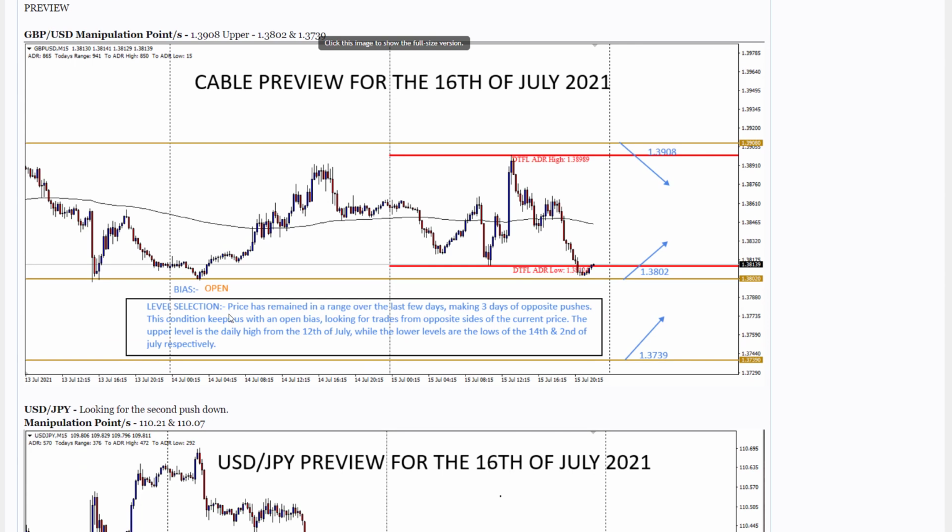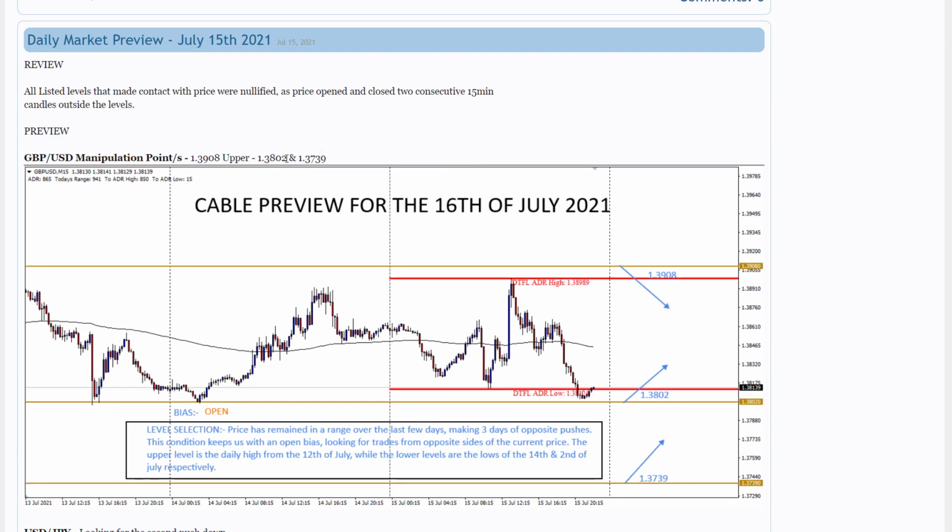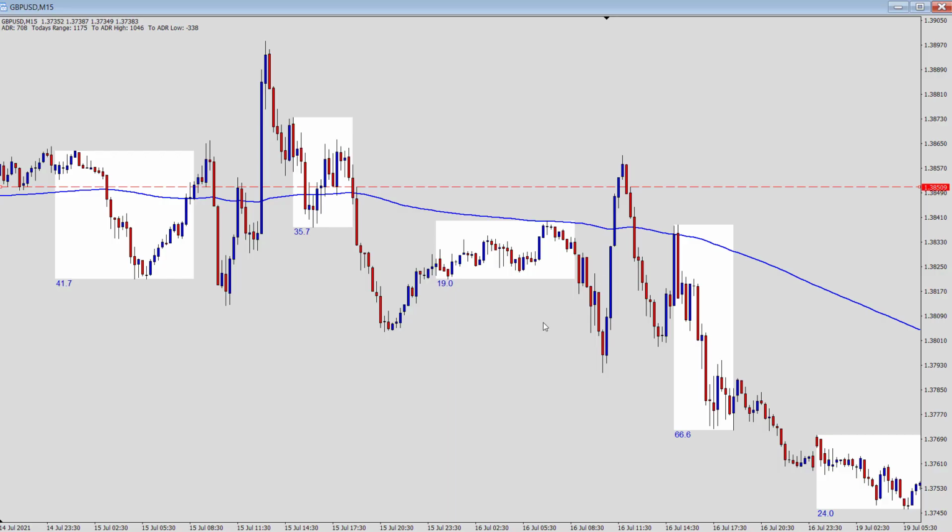But anyways, as far as the level goes, 38.02, excuse me. 38.02 is a level, and we had an open bias on the day. So essentially we're trading the outside of kind of some wider manipulation points, but 38.02 was the level going into the 16th. Let's go to the chart, see what happened.